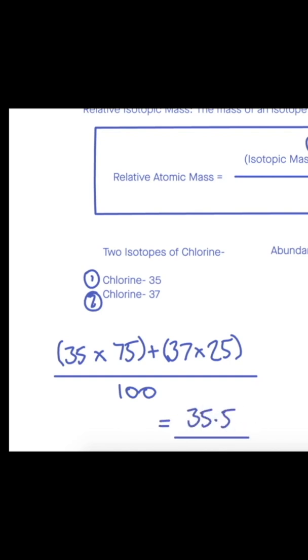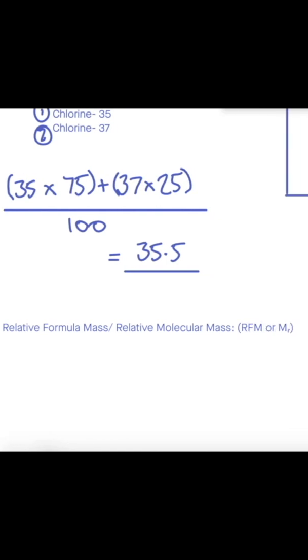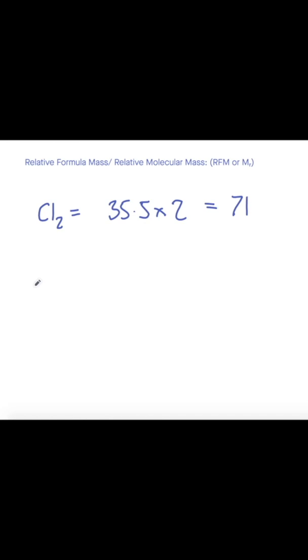which gives you 35.5. Another thing you need to be able to work out is relative formula mass or relative molecular mass, also known as RFM or Mr. And all you do is add up all the individual relative atomic masses for each element in the compound or molecule. For example, for Cl2, we got 2 atoms of chlorine, which is 35.5. You times that by 2 to get 71.